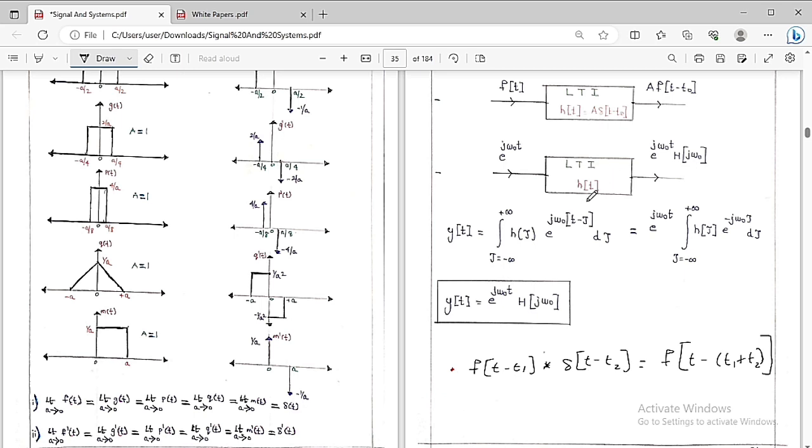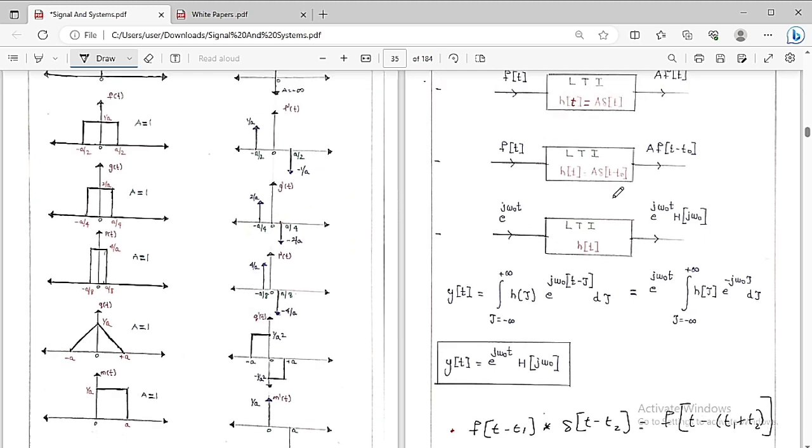Similarly, for the other LTI system, suppose if you take some LTI system, let me assume the impulse response is h of t, and if the input is e to the power of j omega naught t, then what is the output, which is e to the power of j omega naught t into h of j omega naught. So here, for this LTI system, the impulse response is h of t. If the input is e to the power of j into omega naught t, the output is e to the power of j into omega naught t into h of j omega naught.